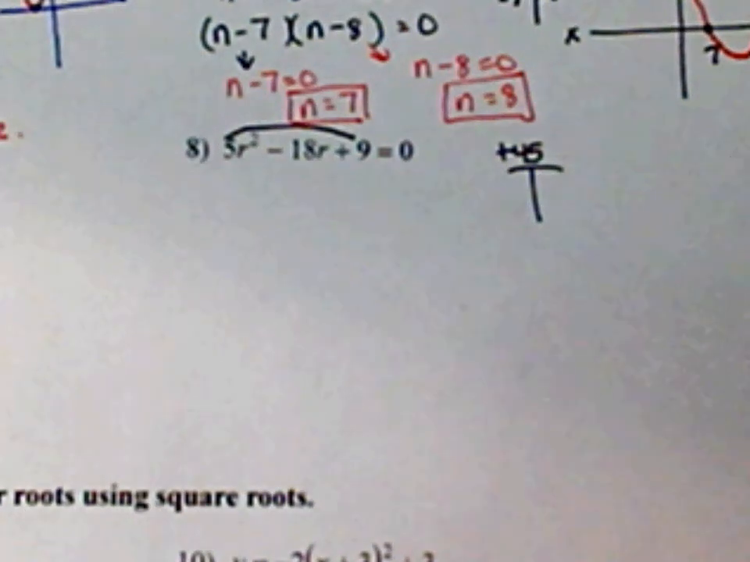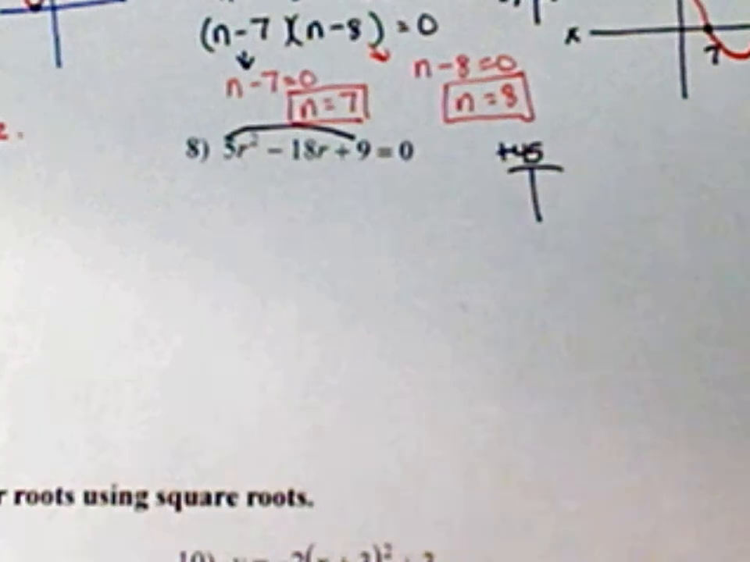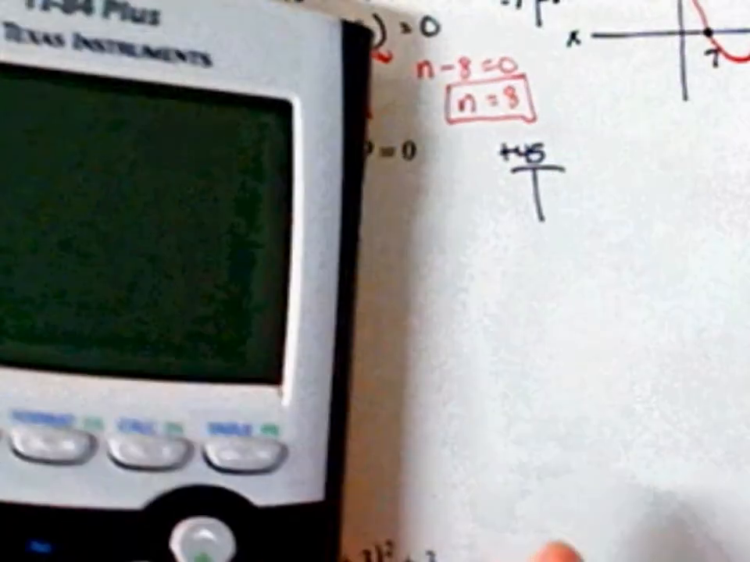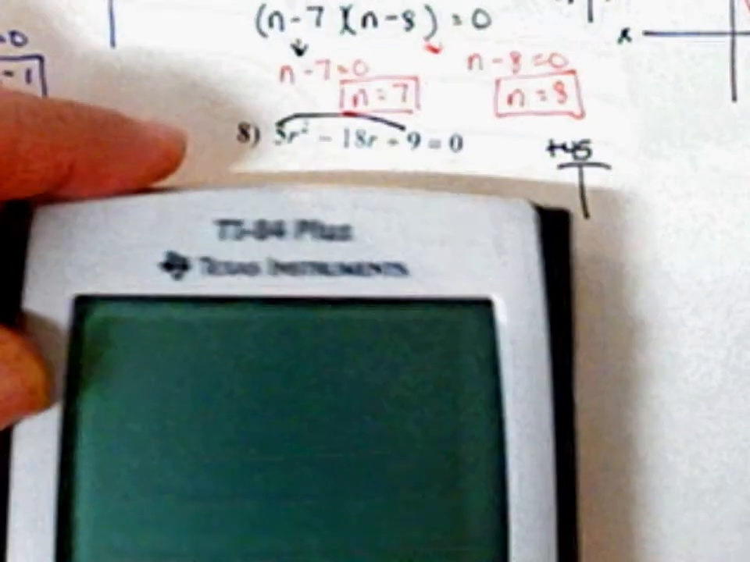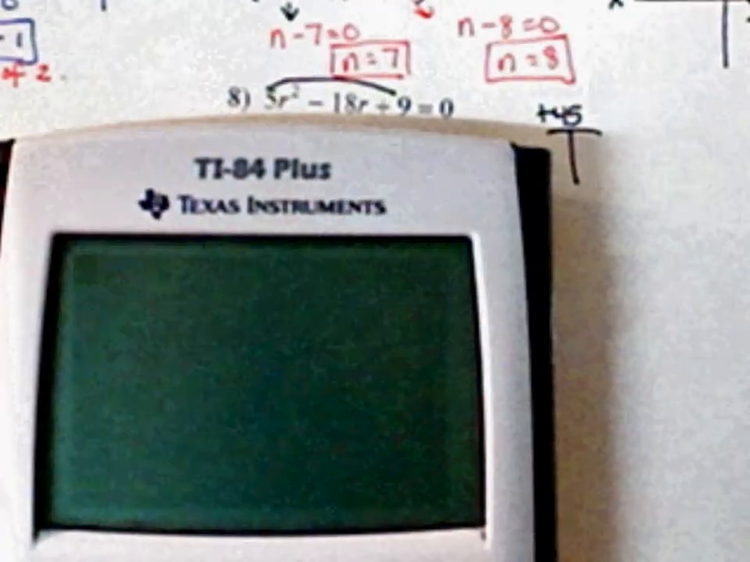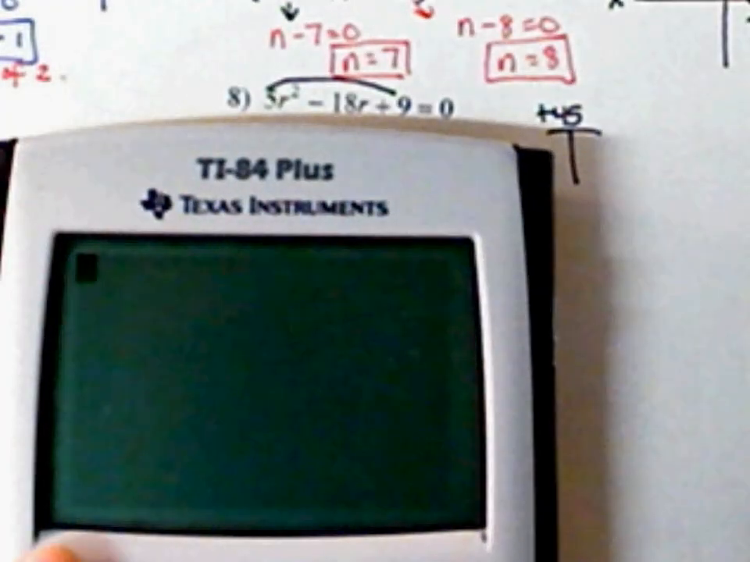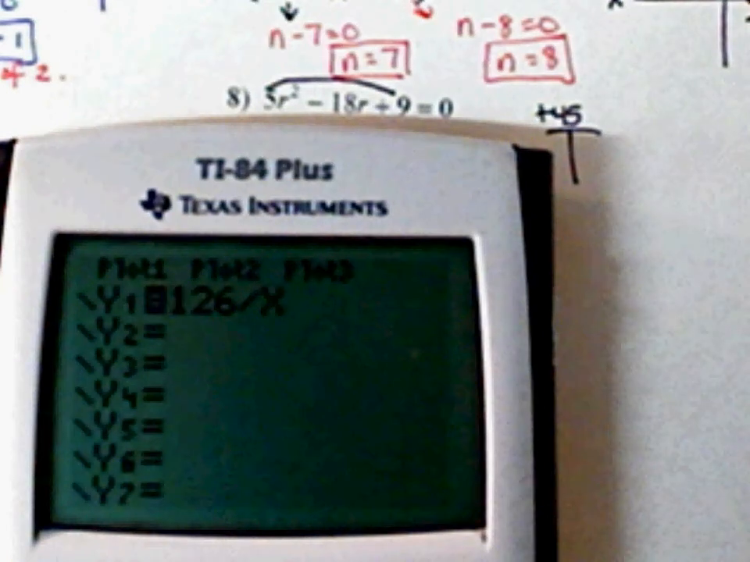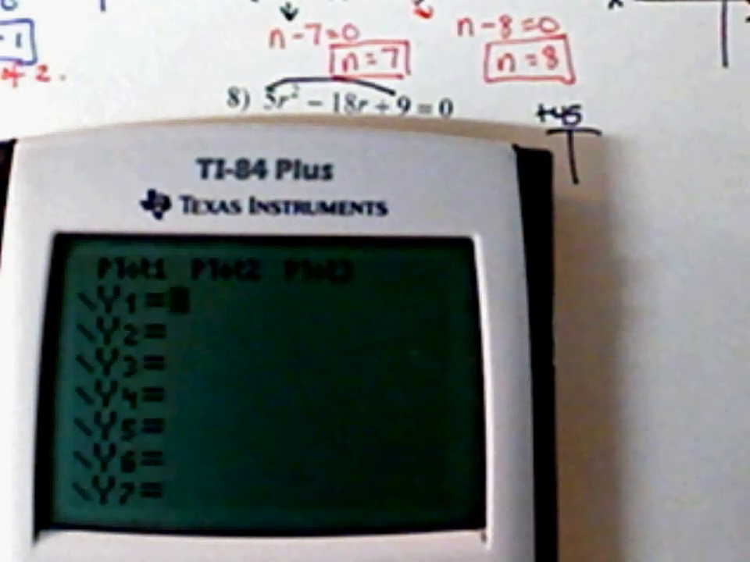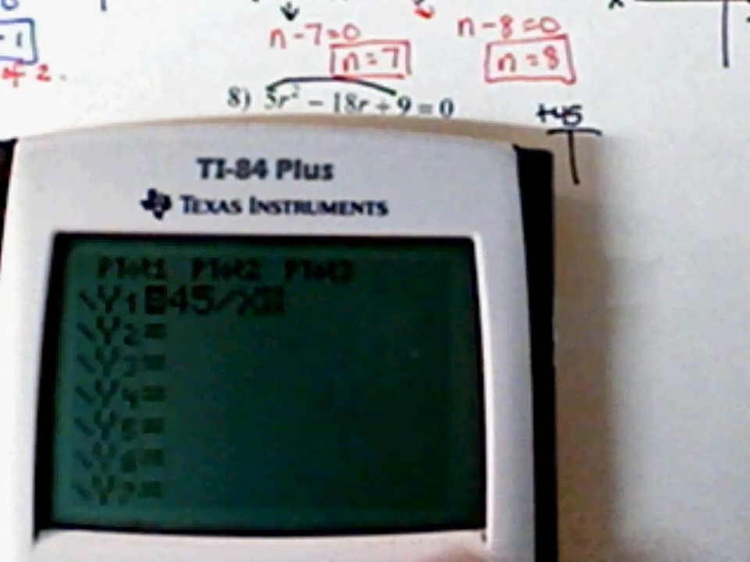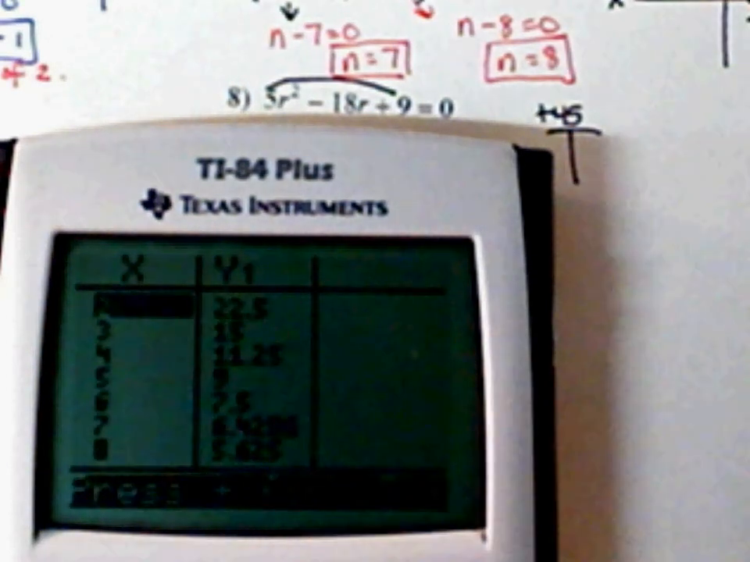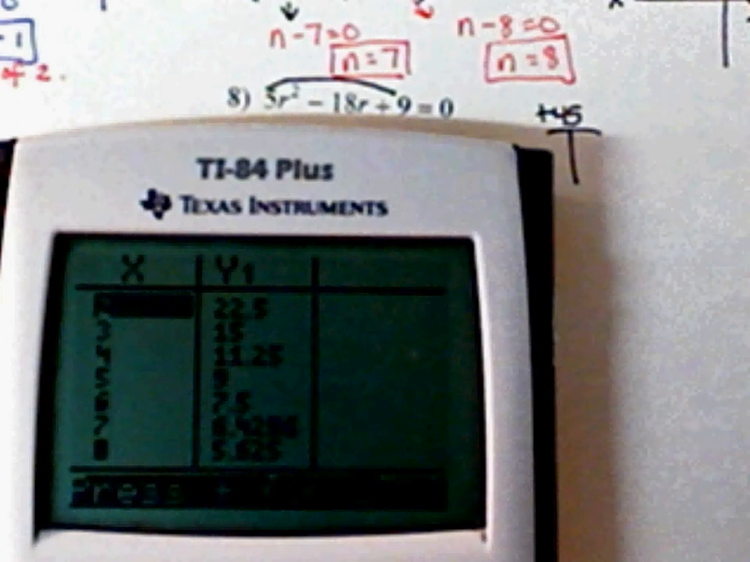If you are not great with your multiplication factors like you should be, you know what? It's okay. Let me show you a way to do it. If you turn on your calculator and go to y equals, let me go ahead and clear mine. If you type 45 divided by x, just like that, and go to your table, it will help you find two numbers that multiply to give you 45 but add to give you 18.